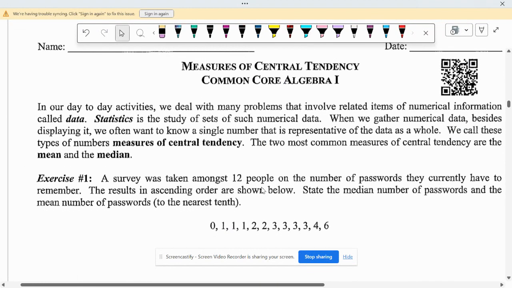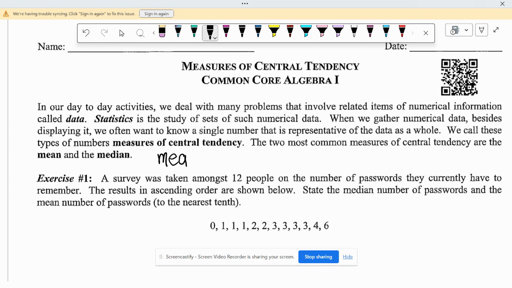So this should really be review for you. Measures of central tendency: mean, median, mode, range, right? Those are numbers that we learned probably, I'm guessing, 3rd or 4th grade. We've worked with the mean already. We said that the mean is the what? What is the mean? It's the average.